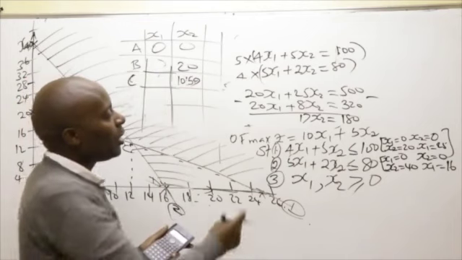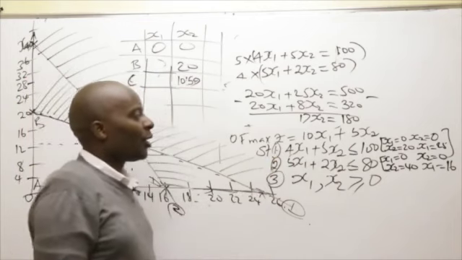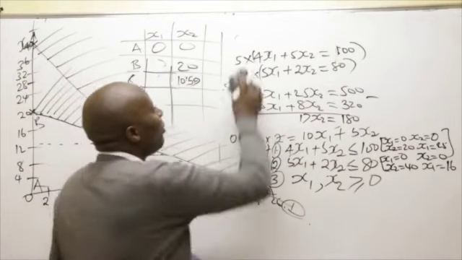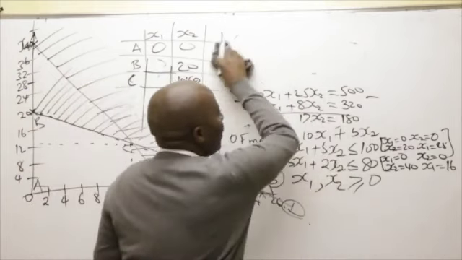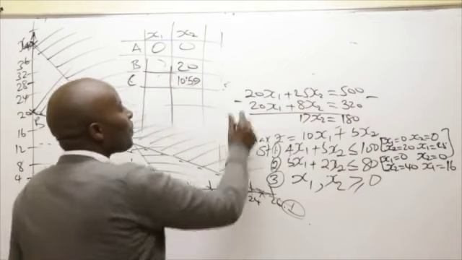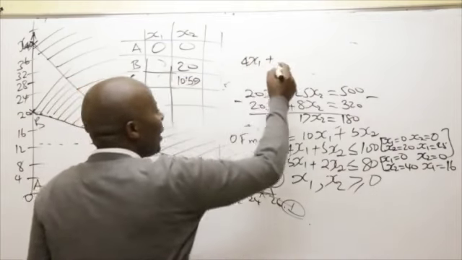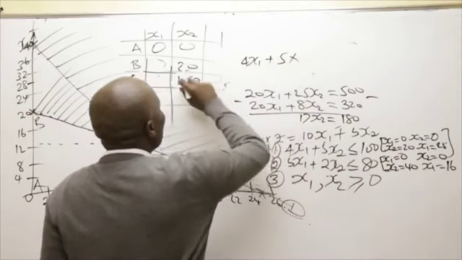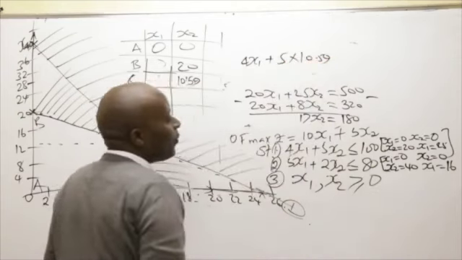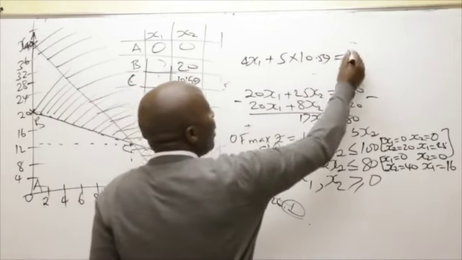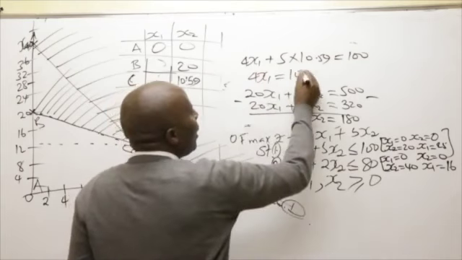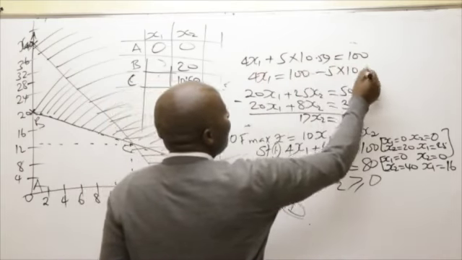Go to any of these two equations. So in this case here, from equation one, what are we able to get? If you go to equation one, ladies and gentlemen, equation one over here is 4x1 plus 5x2, and we know the value of x2, which is 10.59. So 4x1 will be equal to 100 minus 5 times 10.59.